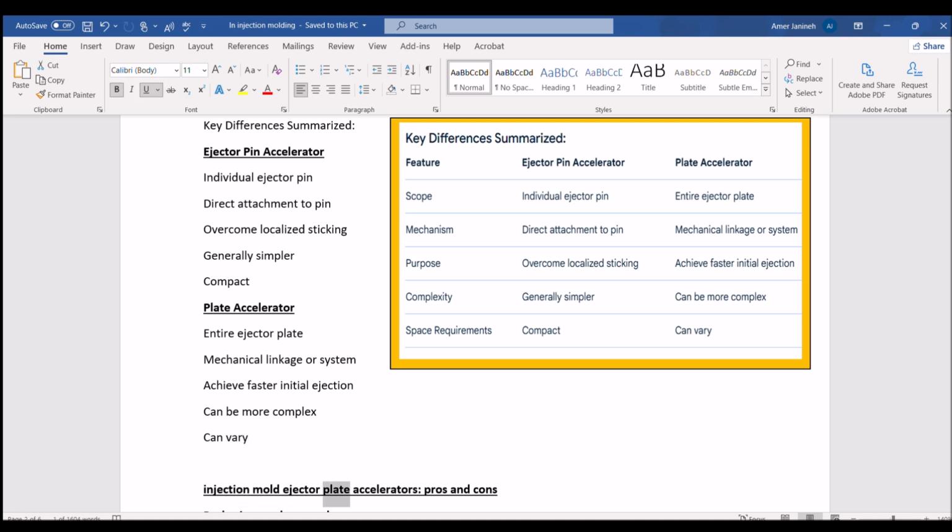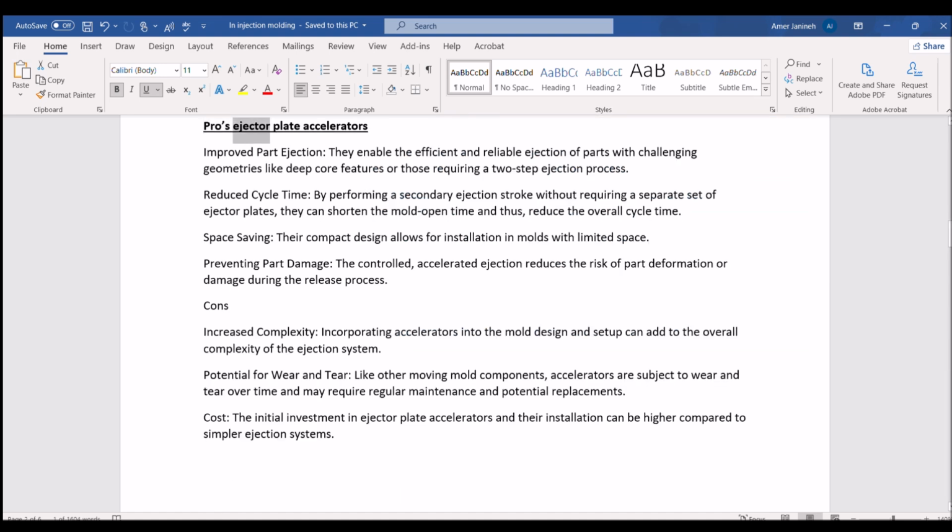Injection mold ejector plate accelerators, pros and cons. Pros: ejector plate accelerators. Improved part ejection: they enable the efficient and reliable ejection of parts with challenging geometries like deep core features or those requiring a two-step ejection process. Reduced cycle time: by performing a secondary ejection stroke without requiring a separate set of ejector plates, they can shorten the mold open time and thus reduce the overall cycle time.